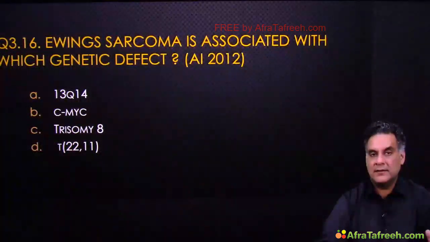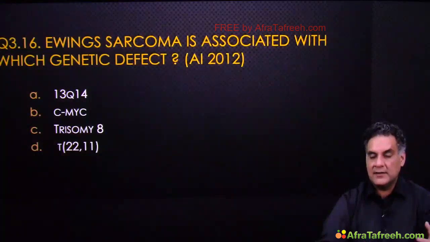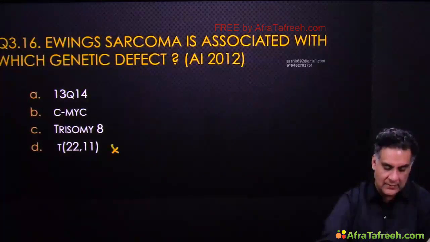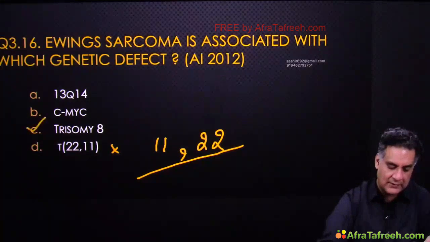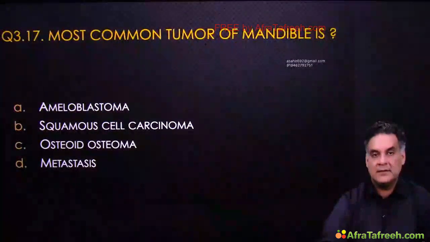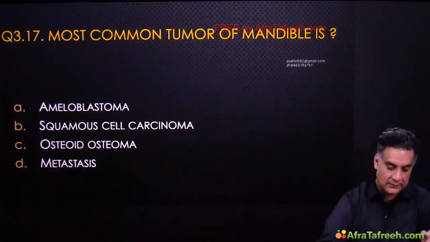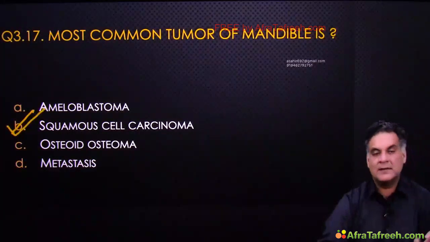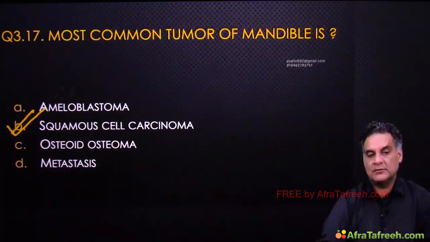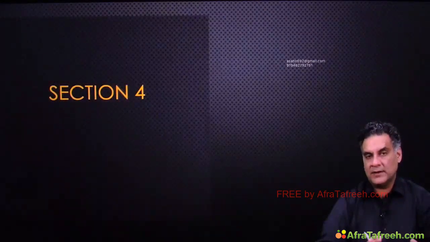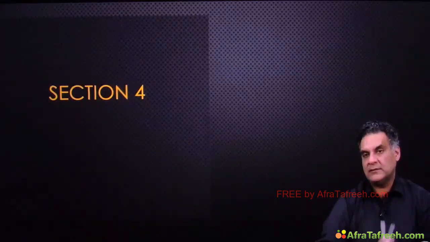Ewing sarcoma is associated with a genetic defect. As a reflex, you want to mark translocation 2211, but that's wrong. It's 1122. So the answer is trisomy 8. And then the most common tumor of the mandible. Remember, it's squamous cell carcinoma. This is all about orthopedic oncology. Thank you very much.